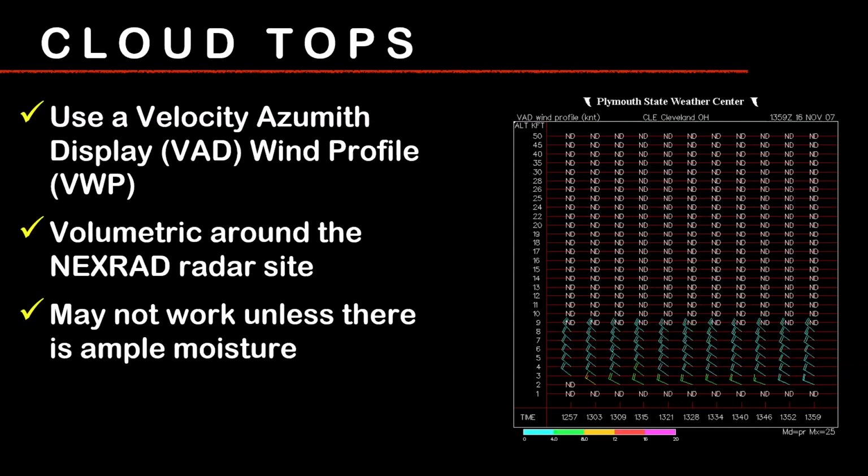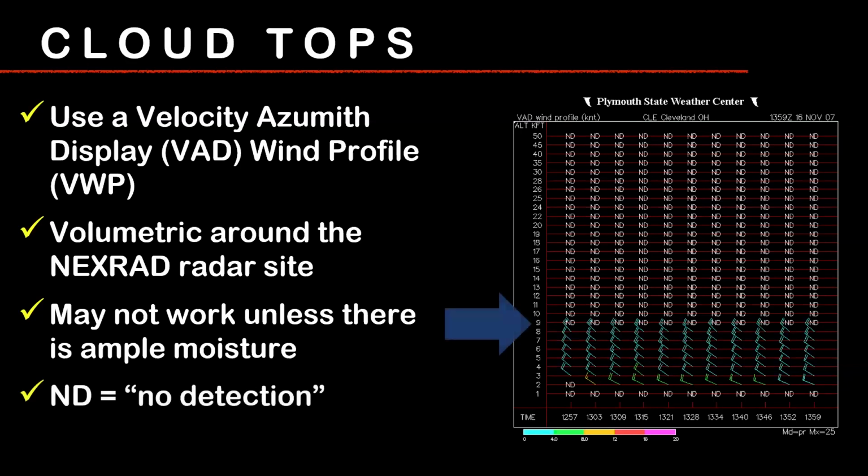If there's not ample moisture out there, you're probably not going to see this tell you much. But if there's a fair amount of moisture, what you're going to look for is the ND, where the ND means it's no detection, meaning nothing above that. So essentially, you can say that maybe the tops are right around 8,000 or 9,000 feet in this particular case. And this is a time series graph. You can see the time shown here at the bottom.